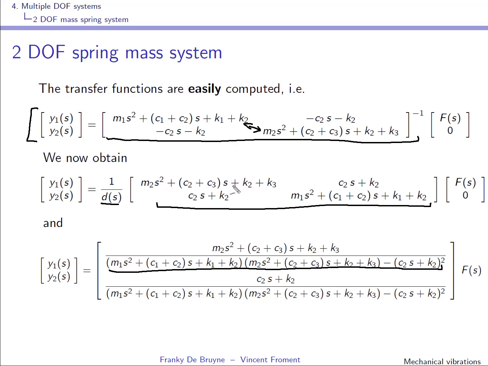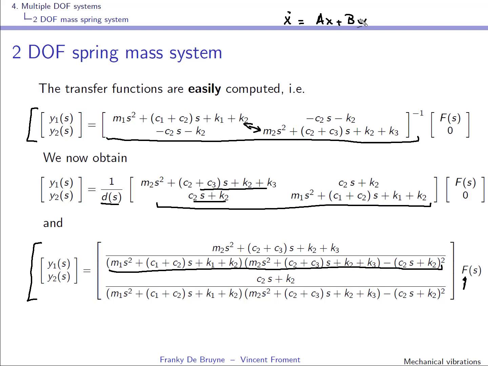And by doing the calculation, okay, it's quite easy because you don't have any force acting on the second mass. So at the numerator you obtain this element here and this element here. You see that by doing hand calculations you obtain the two dependencies of the two output variables with respect to the single input variable.